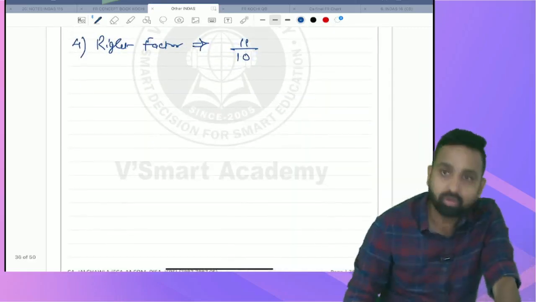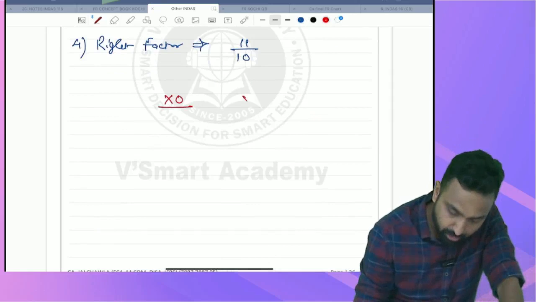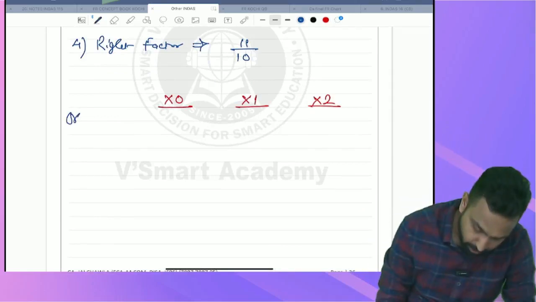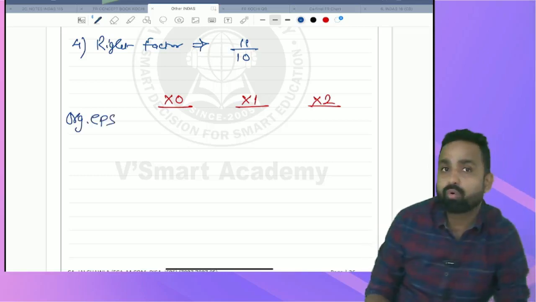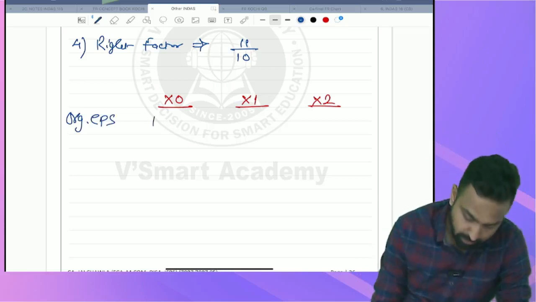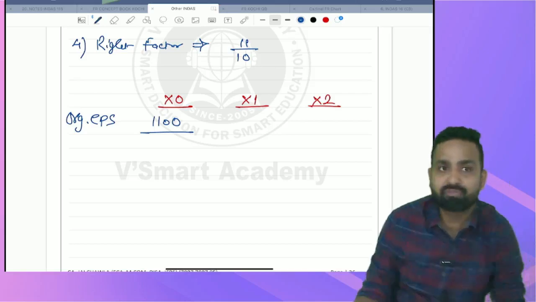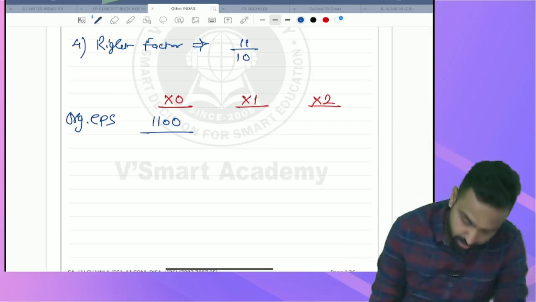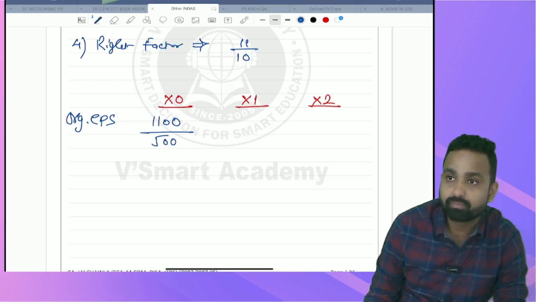Now, how many years do we have? X0, X1, X2, right? Tell me, first of all, we calculate the original EPS. In X0, what was the earning? 1100. 1100 divided by the number of shares in X0? That is 500. Only 500 was there, no rights issue was there. So divide by 500. Please tell me the original EPS. 2.2.